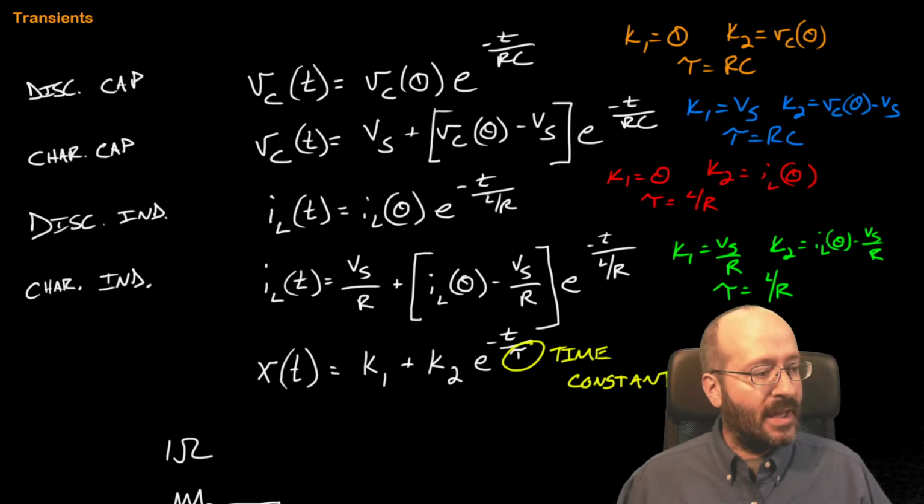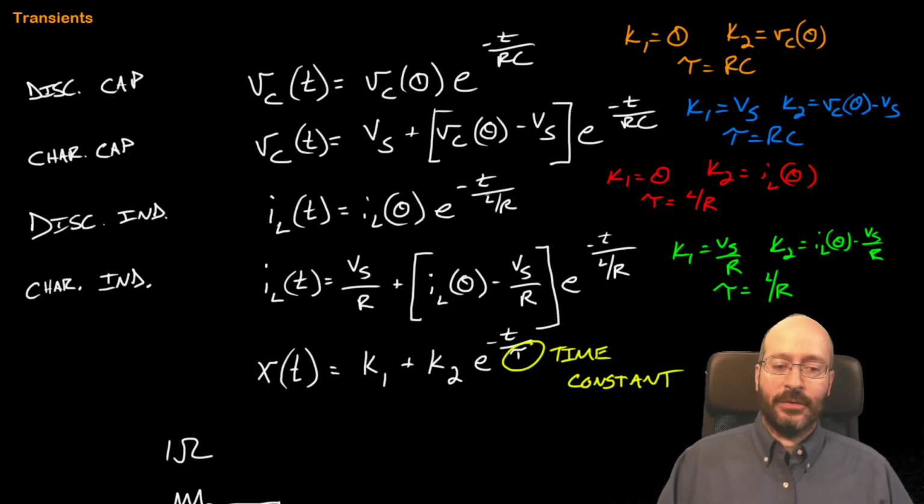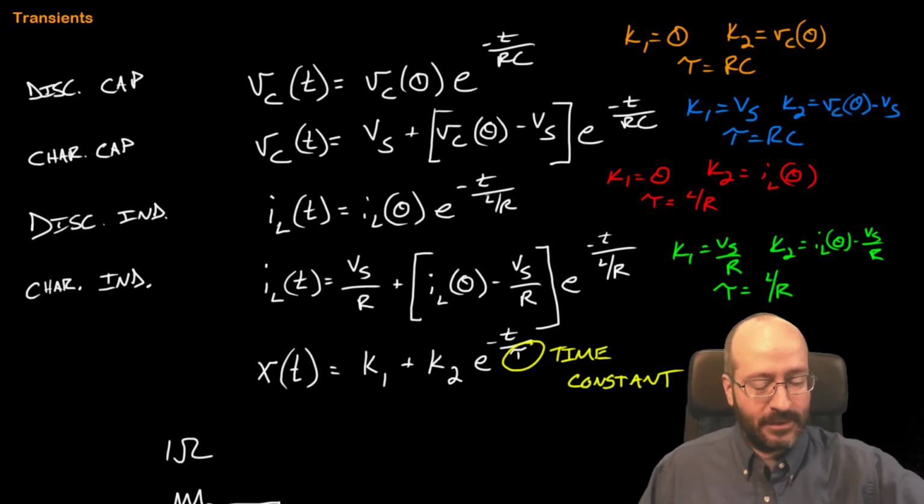That's going to tell me how fast this circuit is transitioning between the two steady states. So K1 and K2 help me figure out what those steady states are. Tau tells me how quickly it's moving between those two steady states.